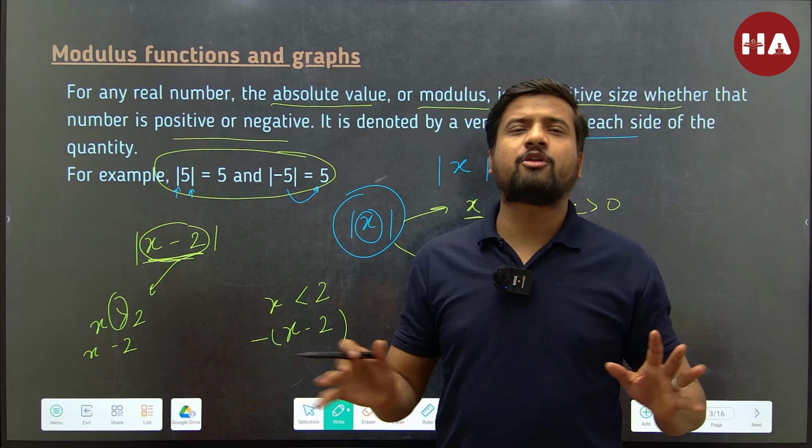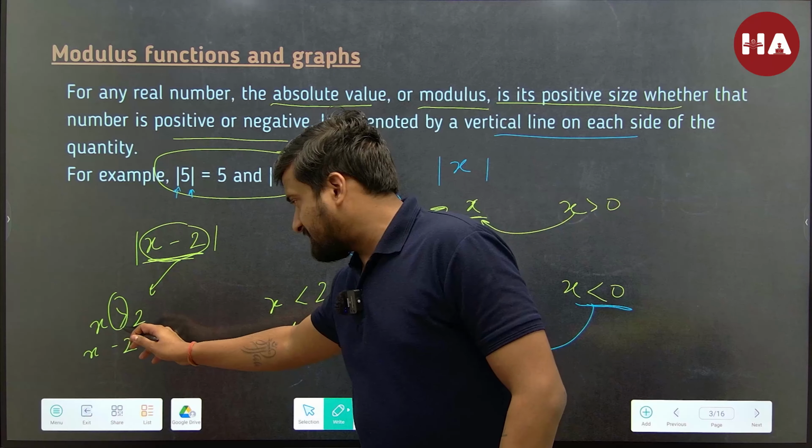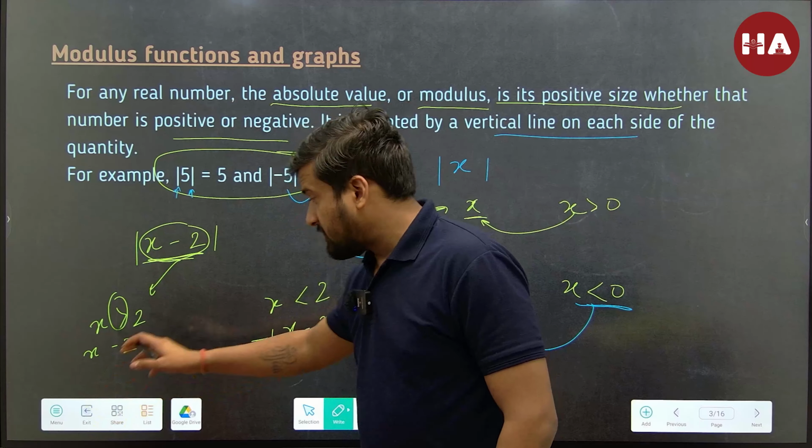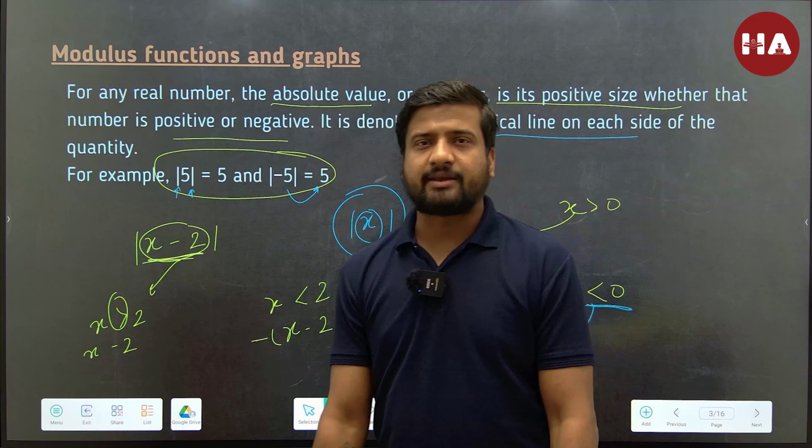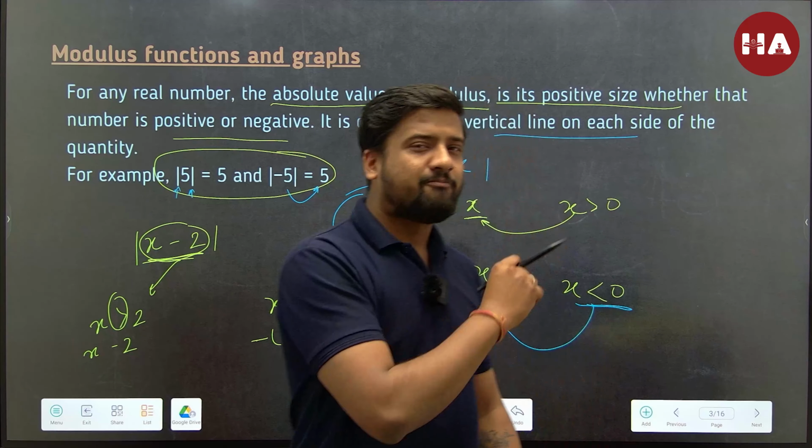You can always follow this thing, right? For the greater than case, write the function as it is. For the less than case, just put a minus sign outside the function, and that's it. All right, and now please note this down.